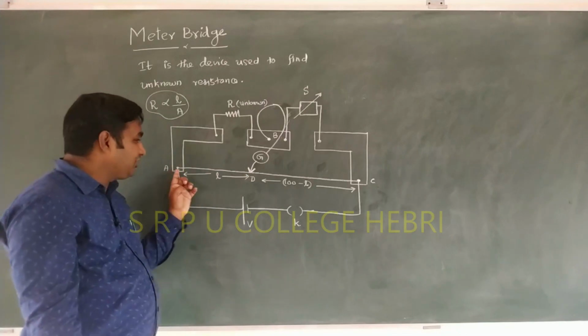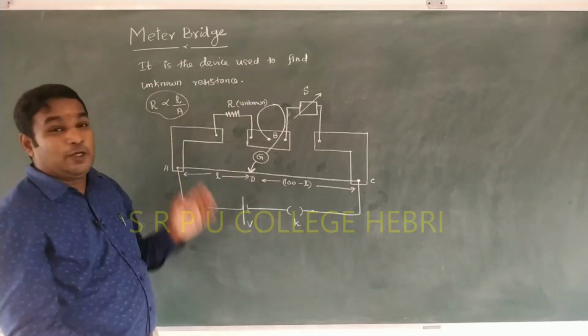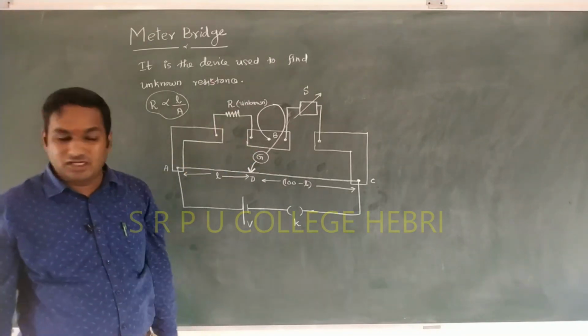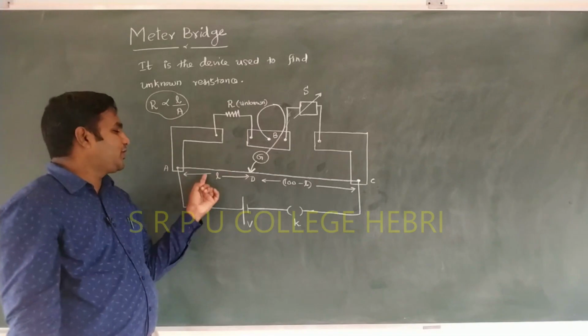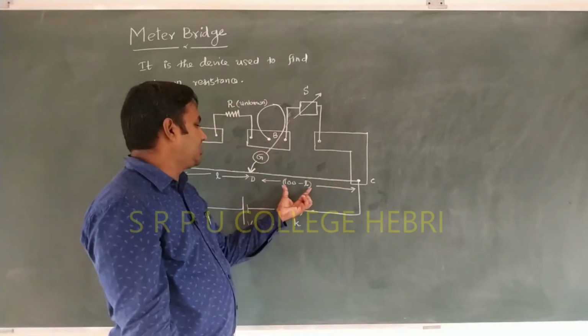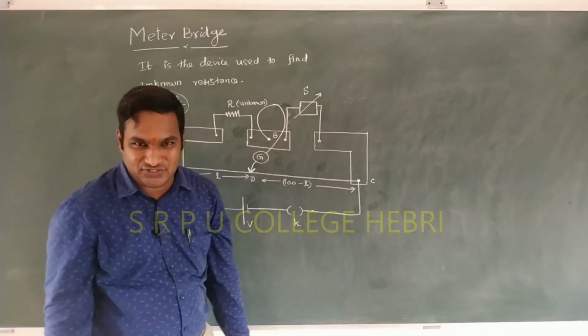And the one is the length of the wire itself, AD. It provides a suitable value of resistance, because as the length increases, the resistance of a wire also increases. Here AD also provides a suitable resistance. And DC, the remaining length, is nothing but 100 minus L. This part also has a suitable resistance.